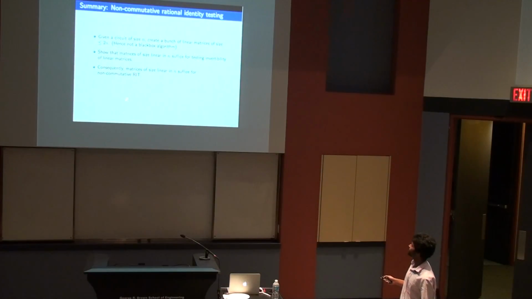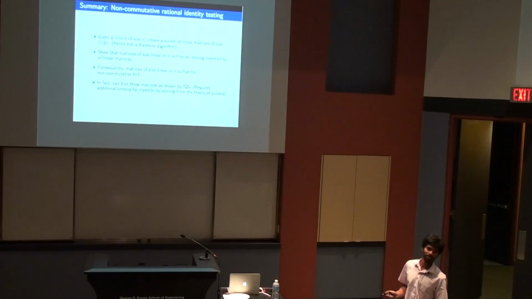And so anyway, we take a circuit, we create a bunch of linear matrices, and you can test the invertibility of those linear matrices with linear size matrices. And so you know that matrices of size linear in n suffice to test rational identities. And in fact, you can use this algorithm by these computer scientists, Ivanyos, Qiao, and Subrahmanyam. But their algorithm requires additional criteria for invertibility.